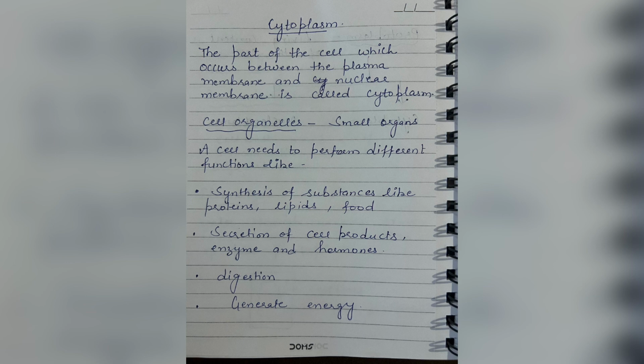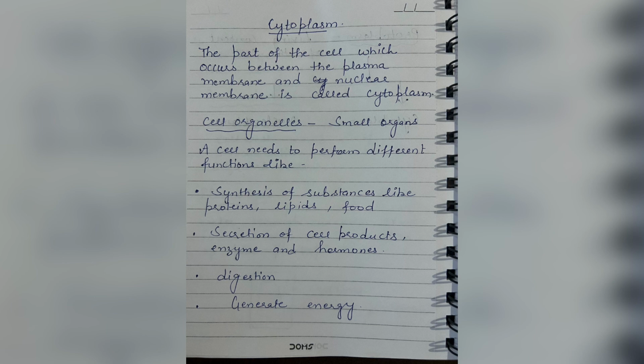So the next topic is the cytoplasm. As we discussed, the cytoplasm is a part of the protoplasm. That means it is the living component of the cell. It is the part of the cell which occurs between the plasma membrane and the nuclear membrane. In between both membranes, that part is known as the cytoplasm. Cytoplasm is basically a matrix, a viscous fluid, and it contains small organelles which perform different functions inside the cell.